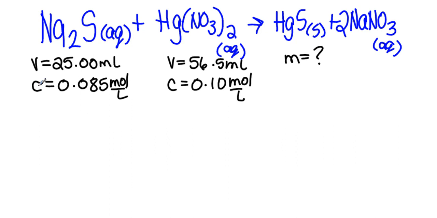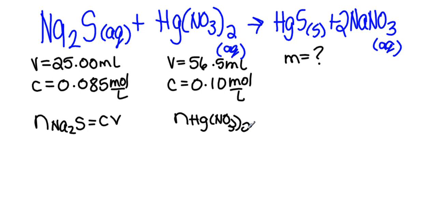But the difference here is we're going to use volume and concentration to find moles for both. So we need to find out how many moles of sodium sulfide we have by taking our concentration times our volume. And we need to do the same thing for mercury 2 nitrate, and then find the limiting reactant between the two. So if you think you can do this, pause your video, see if you can find the moles of each, and then once you have moles, figure out the limiting reactant.